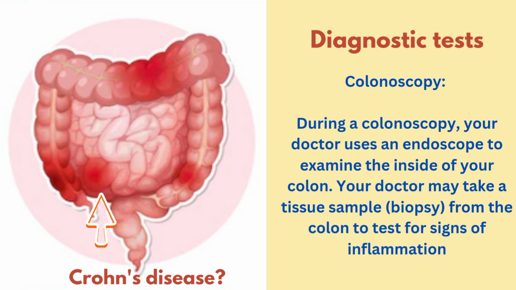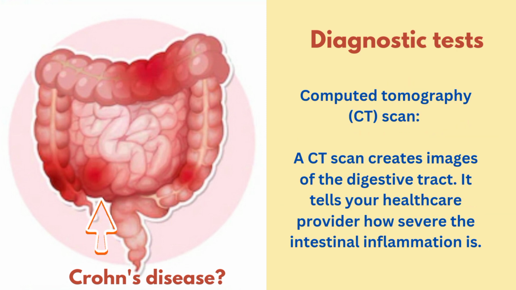The third test is a colonoscopy test. During a colonoscopy, your doctor uses an endoscope to examine the inside of your colon. Your doctor may take a tissue sample biopsy from the colon to test for signs of inflammation. Next diagnostic test is the CT scan. A CT scan creates images of the digestive tract. It tells your healthcare provider how severe the intestinal inflammation is.